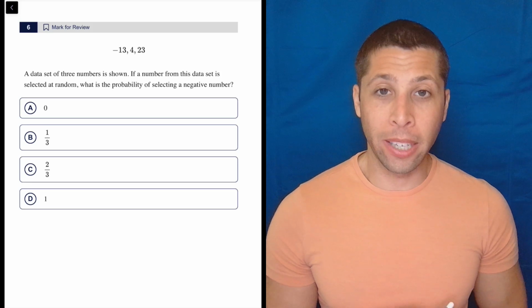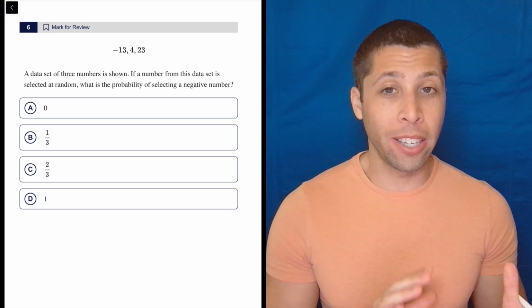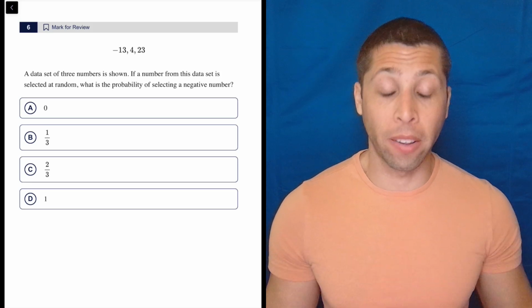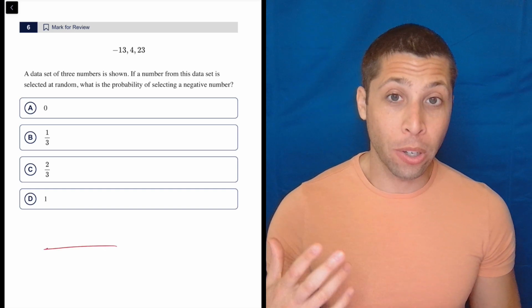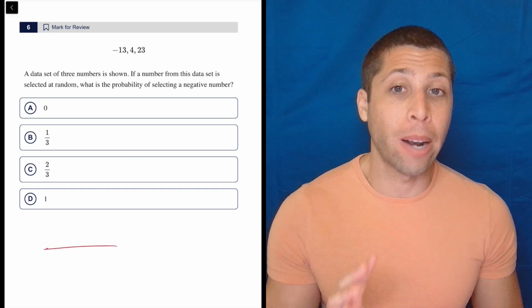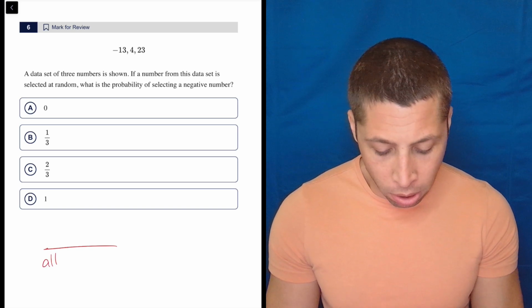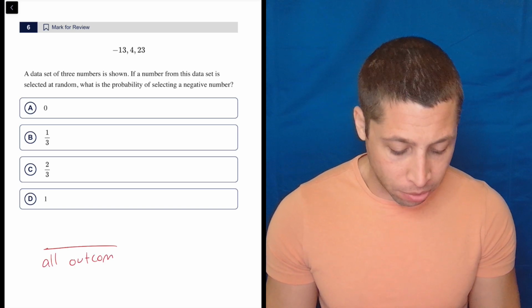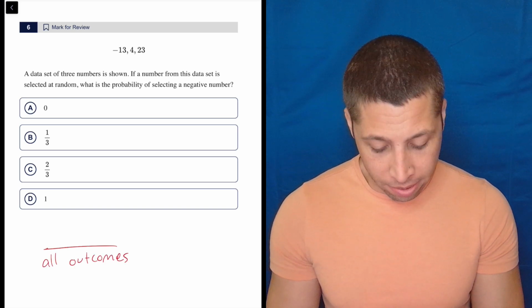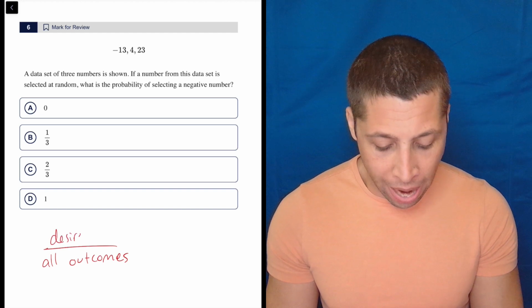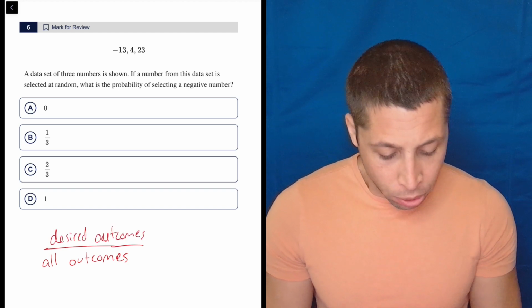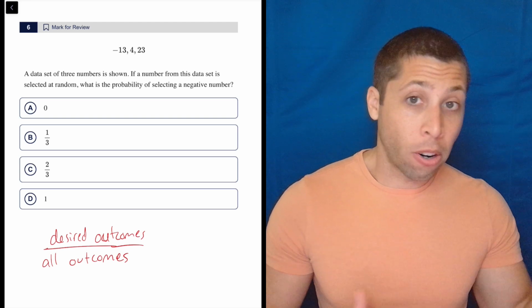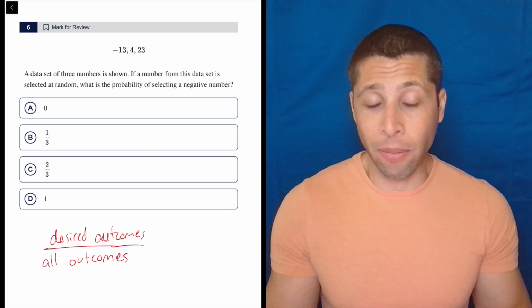So all probability on the PSAT and the SAT, whether it's an easy question or a hard question, is based on the exact same idea. We're going to create a fraction, and we're going to focus on both the top and the bottom. Usually the bottom is where we want to start. This is all possible outcomes. On the top, that's the desired outcomes, the outcomes that we want. I like to start on the bottom because on harder questions, that's usually where things get weird.